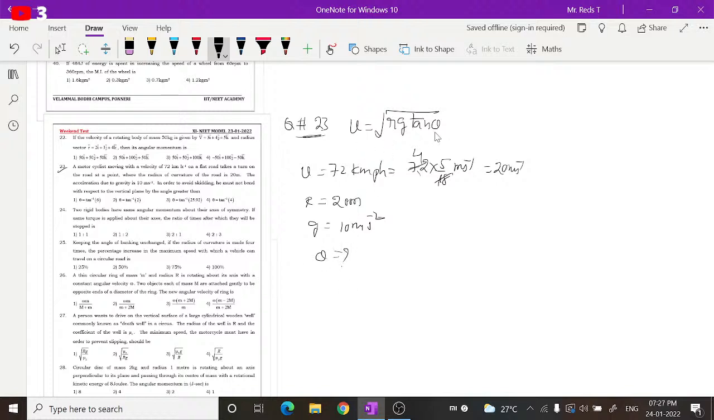So in this, theta is here. So if we square on both sides, we get v square.